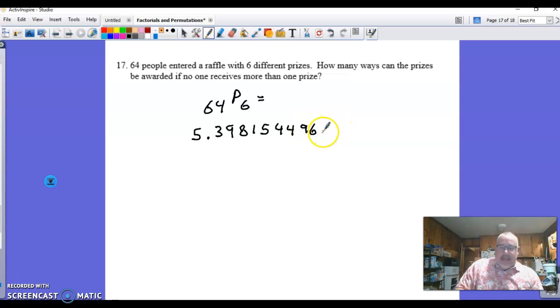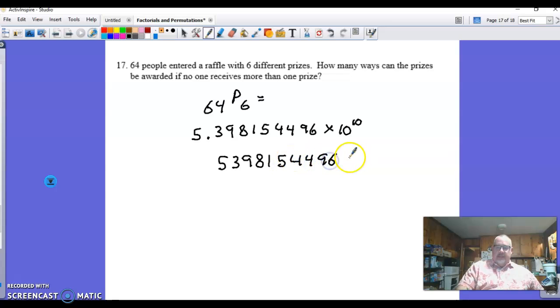96. It says E10 on the calculator. That's scientific notation, times 10 to the 10th power. That 10th power means that there are 10 numbers after the decimal. 1, 2, 3, 4, 5, 6, 7, 8. So we're missing, oh, maybe that's not right. 1, 2, 3, 4, 5, 6, 7, 8, 9. So that's 9 of them. And we know that from 64 down, there's a multiple of 10. There's a 60 in there, so that last digit has to be a 0. So we could say that this is 5, 3, 9, 8, 1, 5, 4, 4, 9, 6, 0.